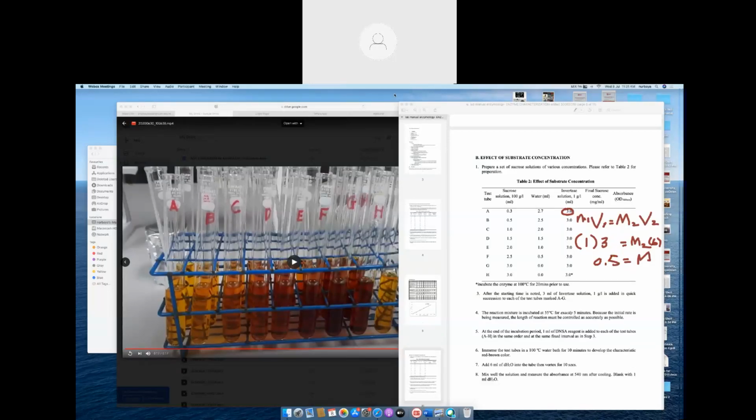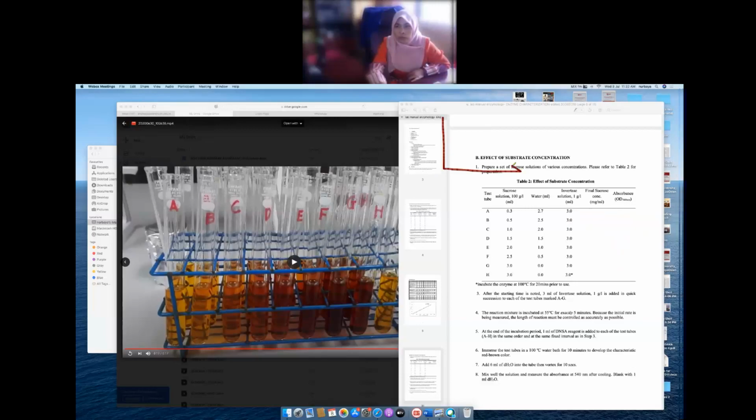Okay, now you have 0.5, which is higher. We have fixed the invertase at 0.5 milligram per mL. So now we will have this kind of graph because we have an increase of the substrate.